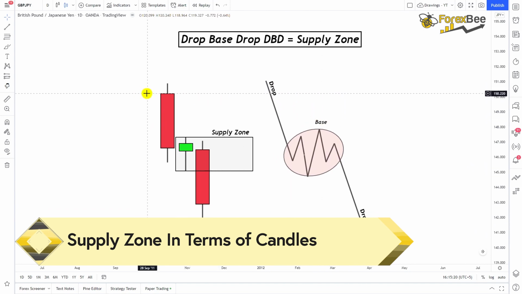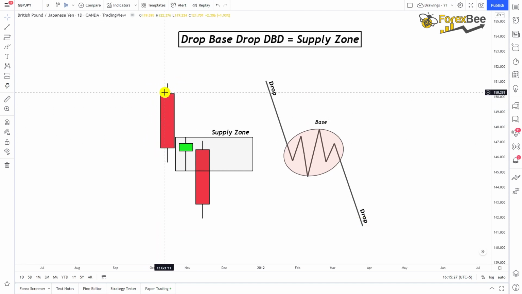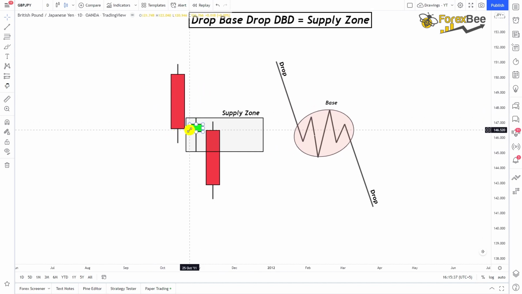In the candlesticks here, as we can see, this is a big bearish candle with a big body and small shadows. So this represents the drop in the market. And after the bearish candle, which represents the impulsive move, we have the base candle, which has a small body but long shadows. So this represents the ranging market, or the base of the supply zone.